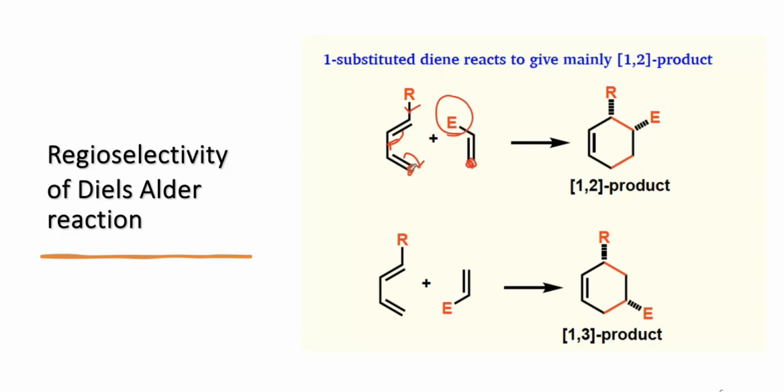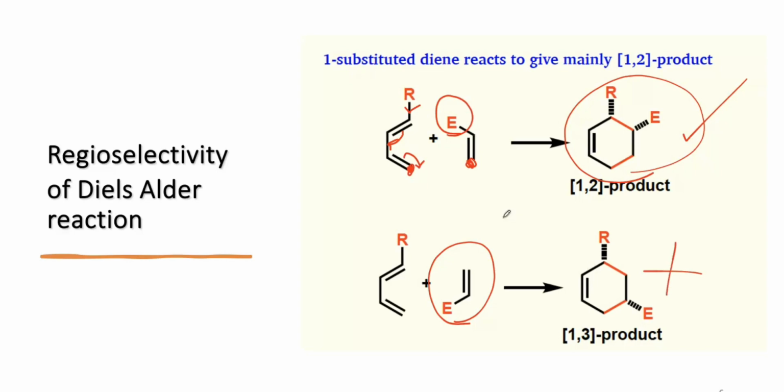So this electron rich carbon and this electron deficient carbon is supposed to react, and it will result in the formation of this 1,2 product as the major product. And the other case where the dienophile is oriented in this fashion, it can result in the formation of this 1,3 product, but this probability is much lesser because the electron rich carbon of the diene and the electron deficient carbon of the dienophile are supposed to react, and we will get 1,2 product as the major product compared to this 1,3 product. So is it clear?